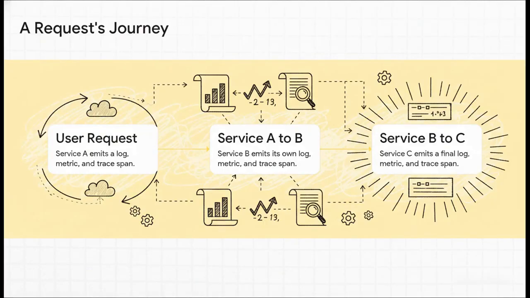And here's the real magic. They're not 3 separate things. They all work together. When a user sends a request, it hits service A, which spits out its own logs, metrics, and trace data. Then it calls service B, which does the same thing. Then service C. You get the idea. For every single request, you get this complete, multi-layered story from the very beginning to the very end.